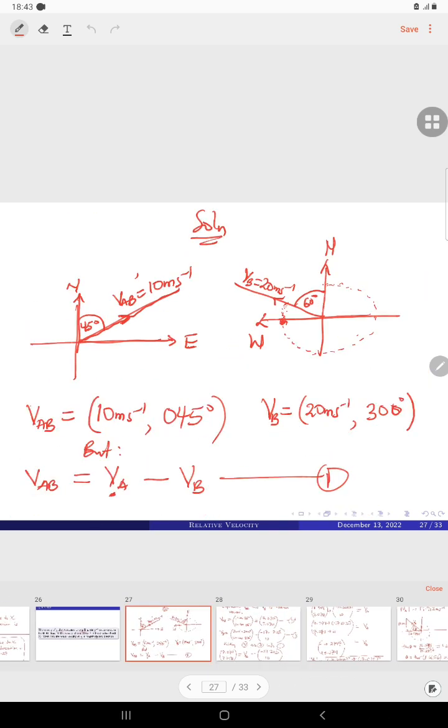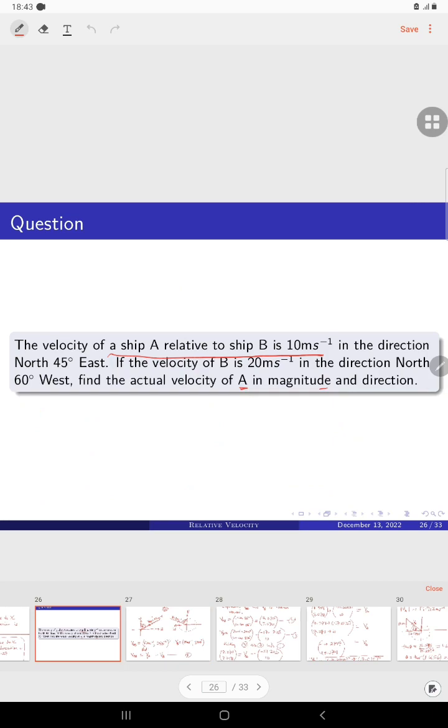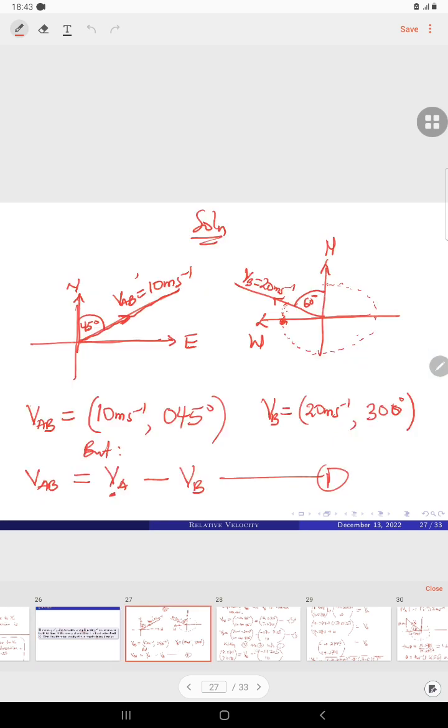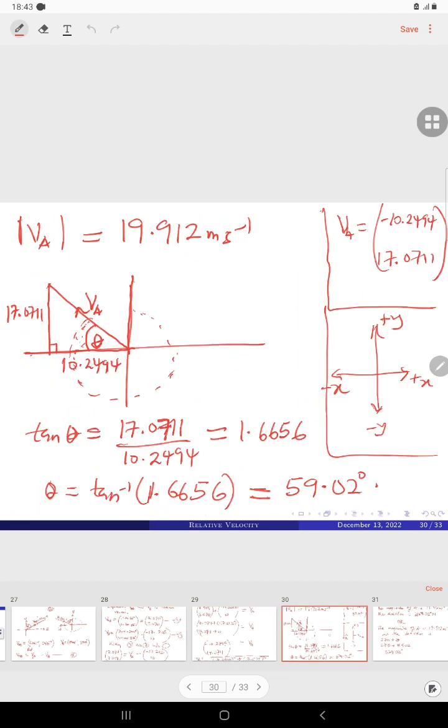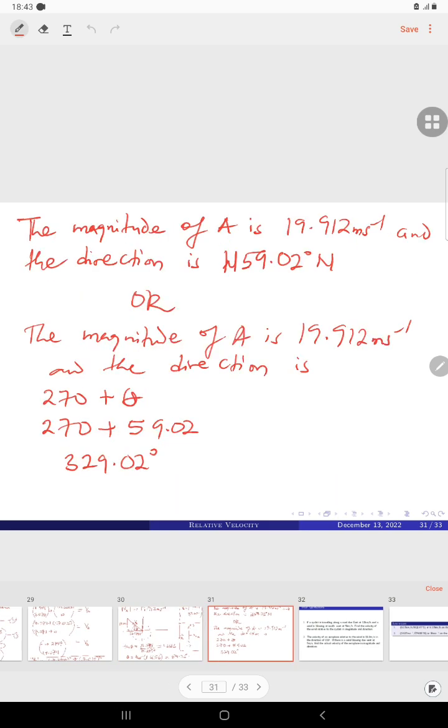Can go back. This was the question. We started from here. We came here. Using the steps I gave you, we came here. From here, we came here. And we have landed here.